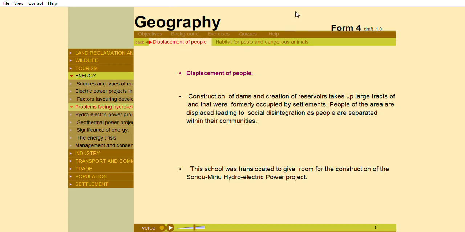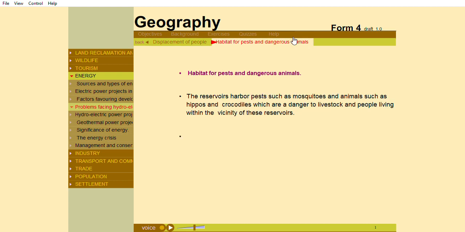Displacement of people. Construction of dams and creation of reservoirs takes up large tracts of land that were formerly occupied by settlements. People of the area are displaced, leading to social disintegration as people are separated within their communities. This school was translocated to give room for the construction of the Sondu Miriu hydroelectric power project. Habitat for pests and dangerous animals. The reservoirs harbor pests such as mosquitoes and animals such as hippos and crocodiles, which are a danger to livestock and people living within the vicinity of these reservoirs.